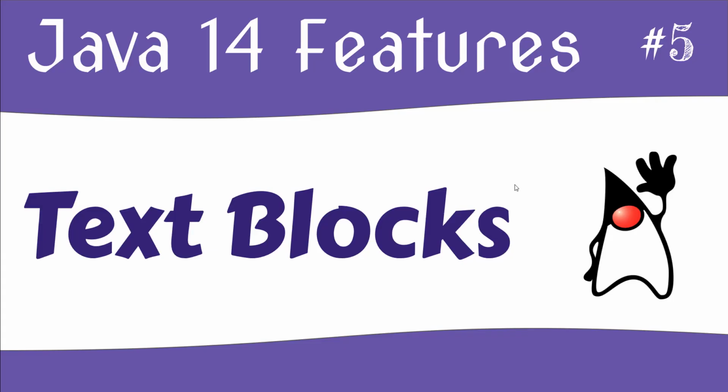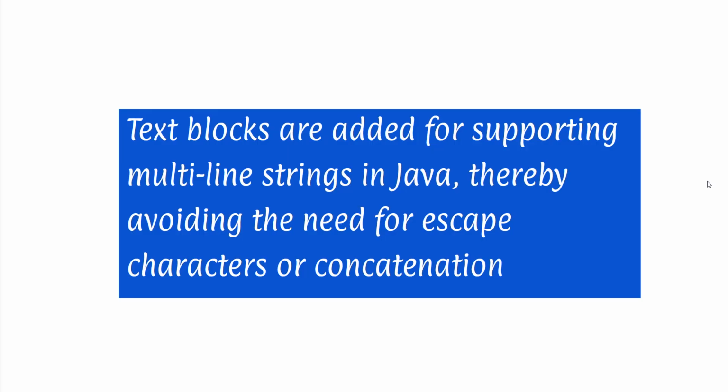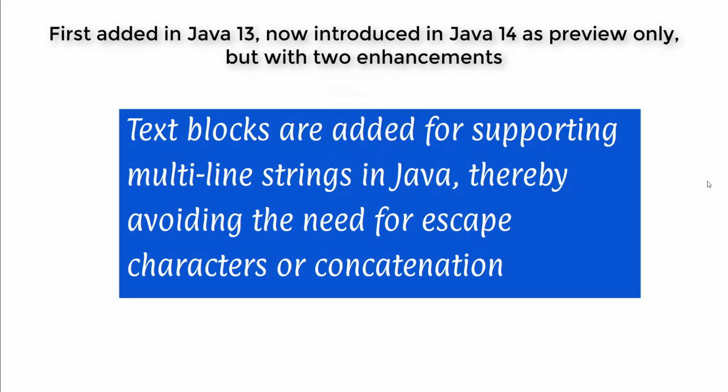Let's talk about the text blocks feature of Java 14. Text blocks are added for supporting multi-line strings in Java code, thereby avoiding the need for escape characters or concatenation. This was a preview feature added in Java 13, and in Java 14 it is again kept as a preview feature with two new enhancements that we will cover.